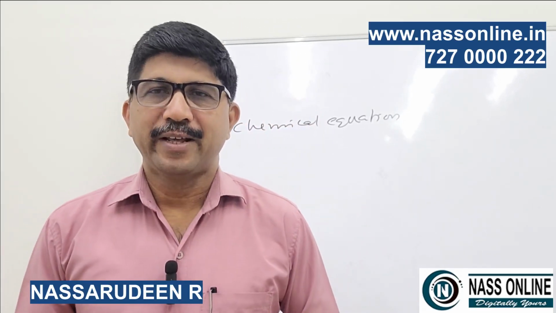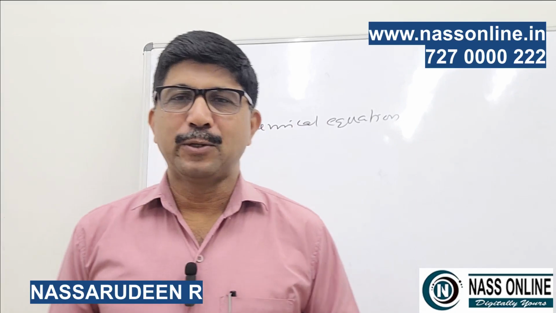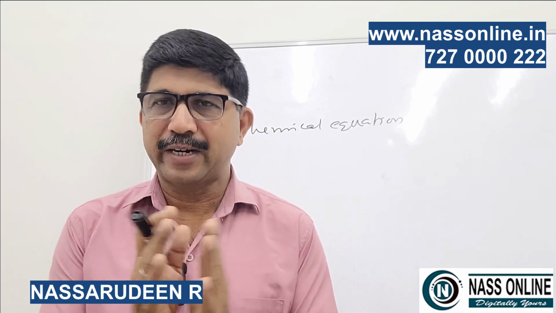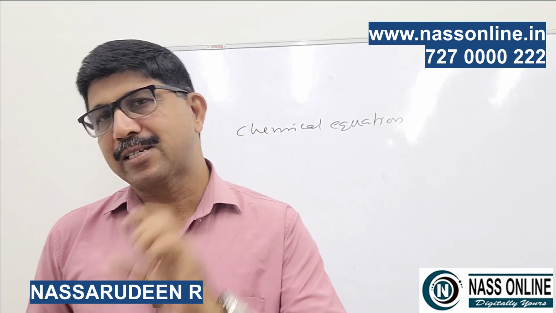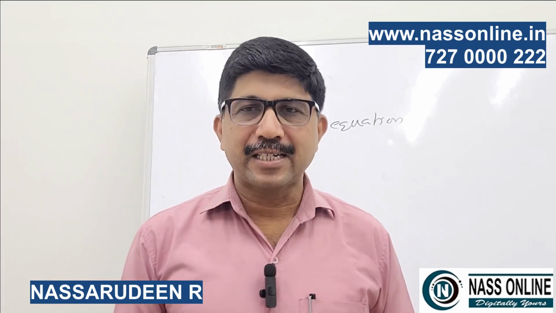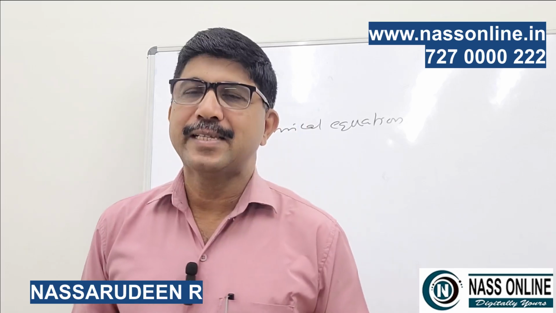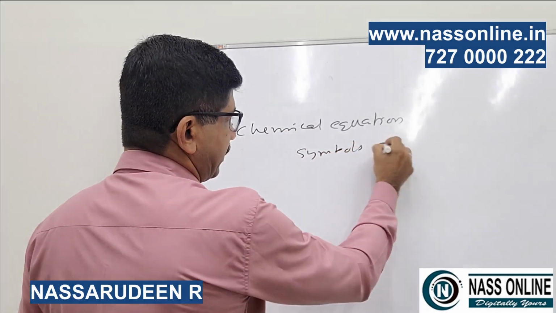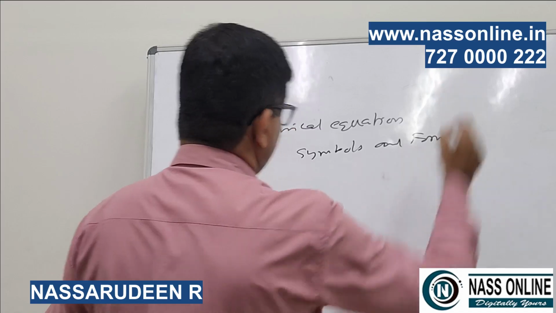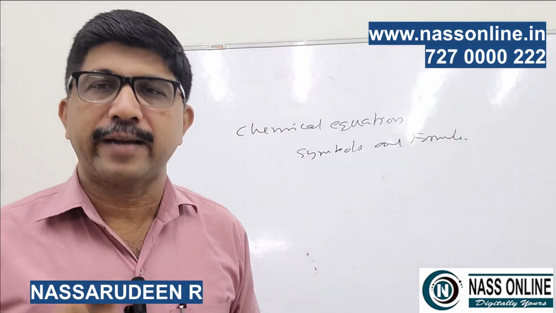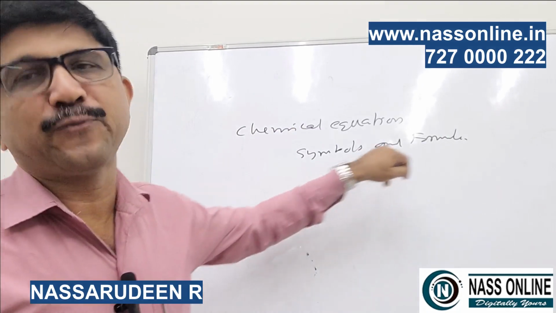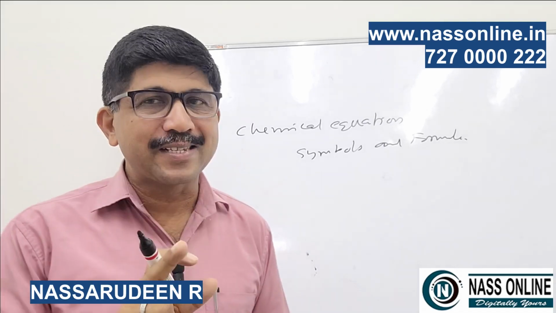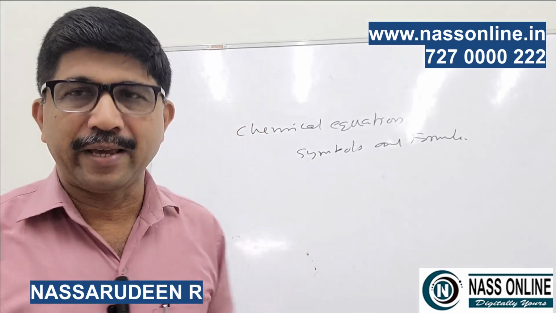Hi, today we will discuss something related to chemical equations. What is a chemical equation? We know different chemical reactions, and these chemical reactions are to be represented. A chemical reaction can be represented by using symbols and formulae. So, the representation of a chemical reaction using symbols and formulae is called a chemical equation.